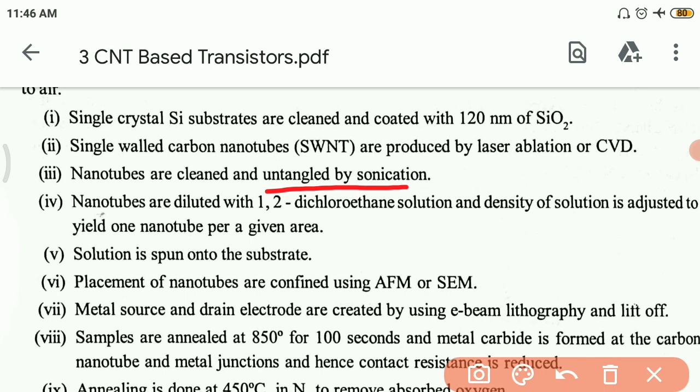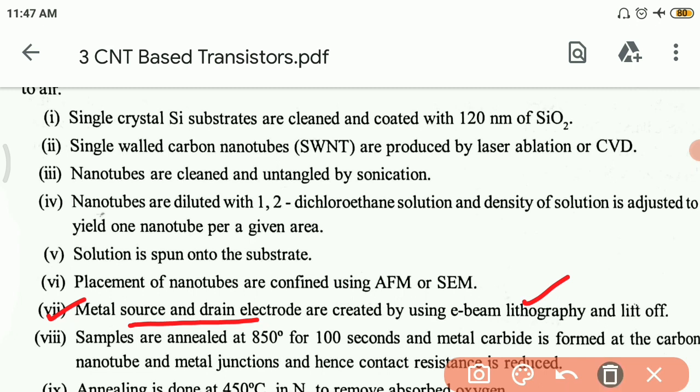Then the nanotubes are diluted with 1,2-dichloroethane solution, with density adjusted to yield 1 nanotube per a given area. The solution is then spun onto the substrate. Placement of nanotubes is confirmed using atomic force microscopy or scanning electron microscopy. Then again the metal source and drain electrodes are created by using e-beam lithography and lift-off.